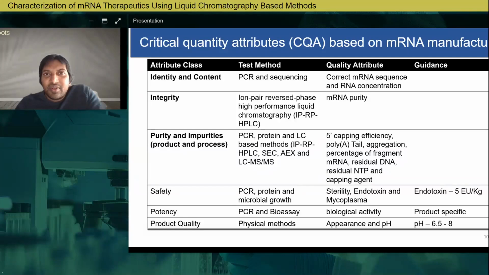I am going to talk more about integrity and give an example of how these methods have become more important. LC based methods have become more important.